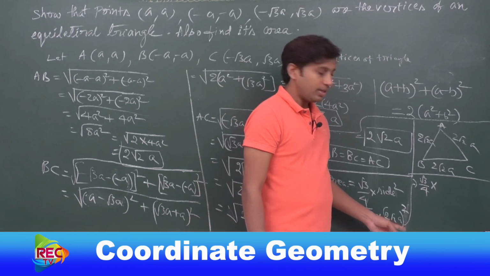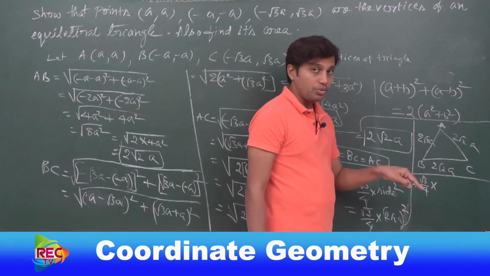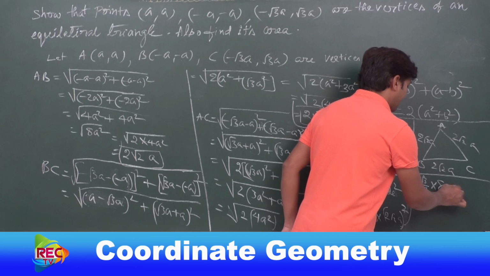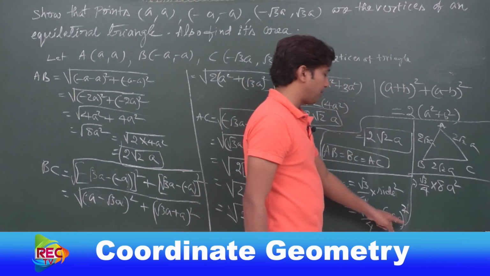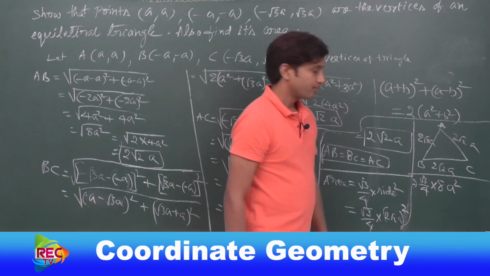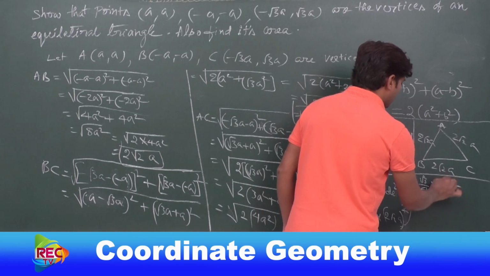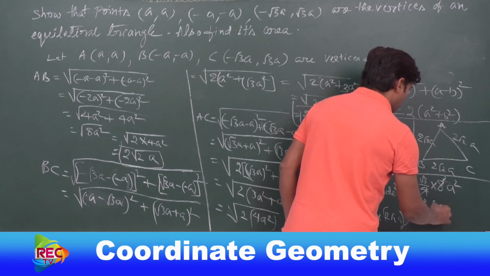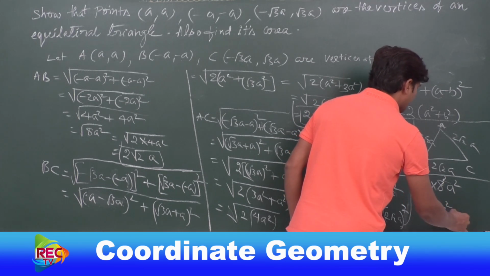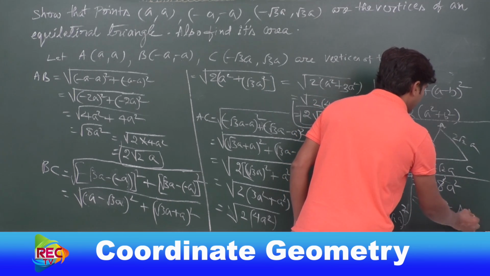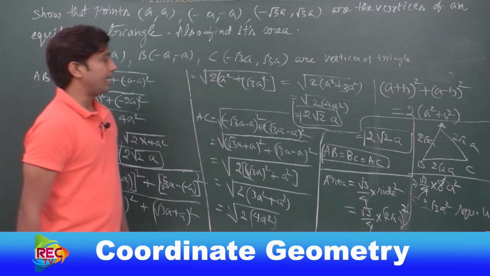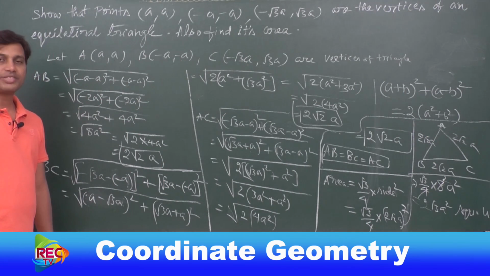2 square will be 4, root 2 square will be 2, 4 into 2 would be 8, A square, the square will be applied to A also. So now 4 2s are, so how much is that? 2 into root 3 into A square, square units is the area of the given triangle. Understood? Like this we need to find out the area.